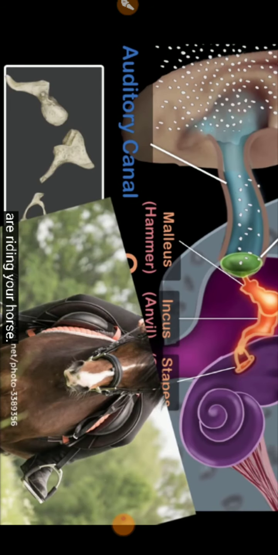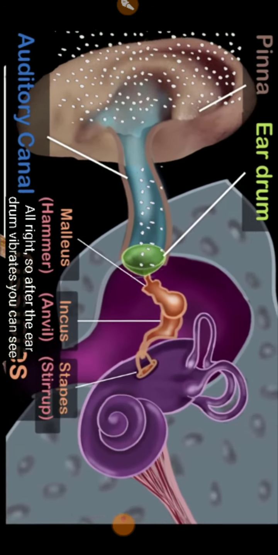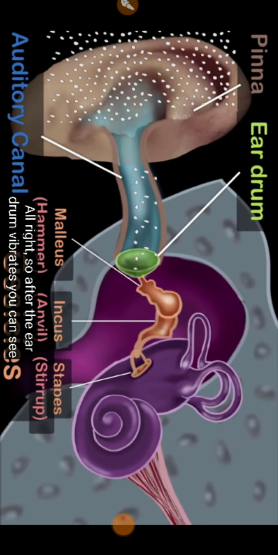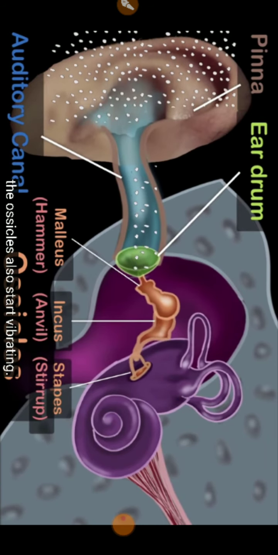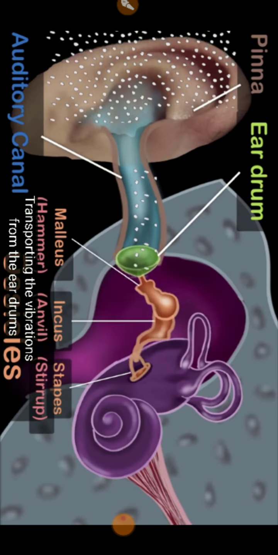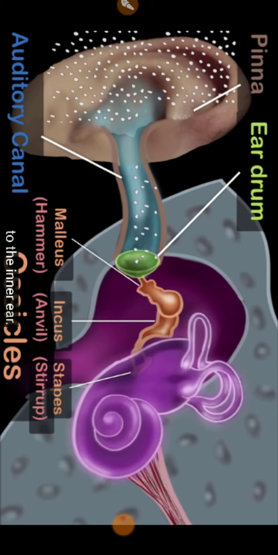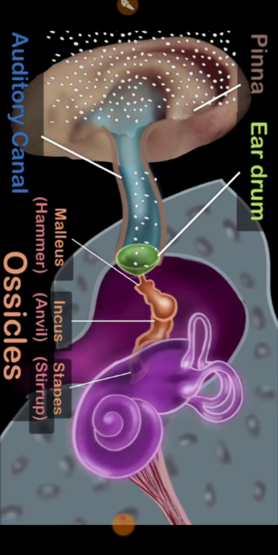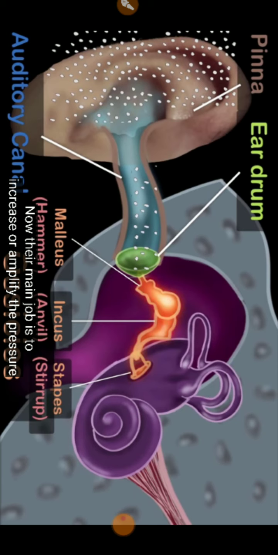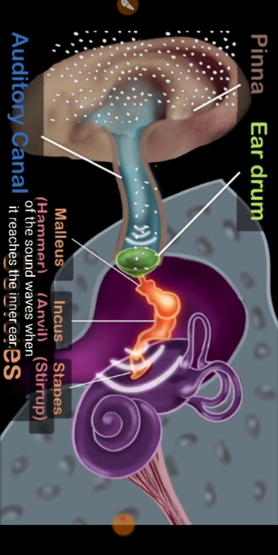Stapes is when we put our feet, like when we do horse riding and keep our feet on it. So these ossicles will start vibrating and transport the vibration to our inner ear. Okay, I have told you their main function: to amplify the pressure.